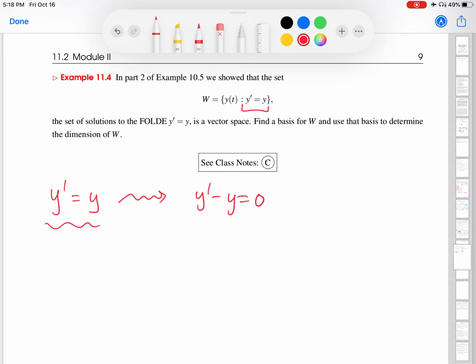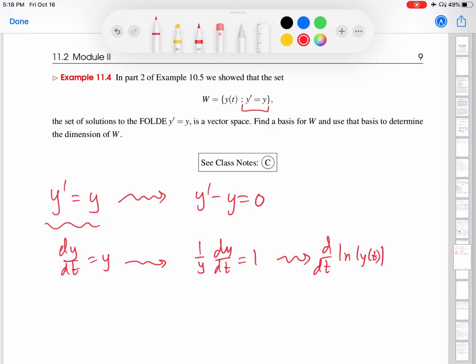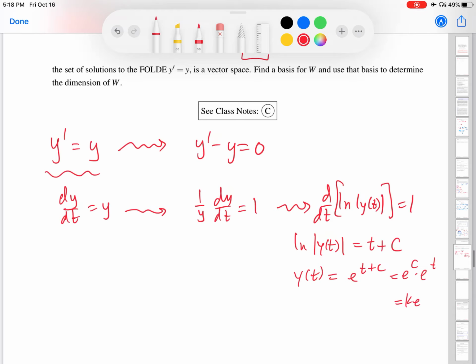So I write this as dy over dt equals y, and then I divide by y. And then the left-hand side is the derivative of the natural log of y of t. Okay. And then I integrate both sides. I'm doing things a little quickly here because we did this back in lesson 1. I integrate both sides and I get t plus some constant c. And then I exponentiate both sides and I get e to the t plus c. And then writing e to the c as k, I get k e to the t.